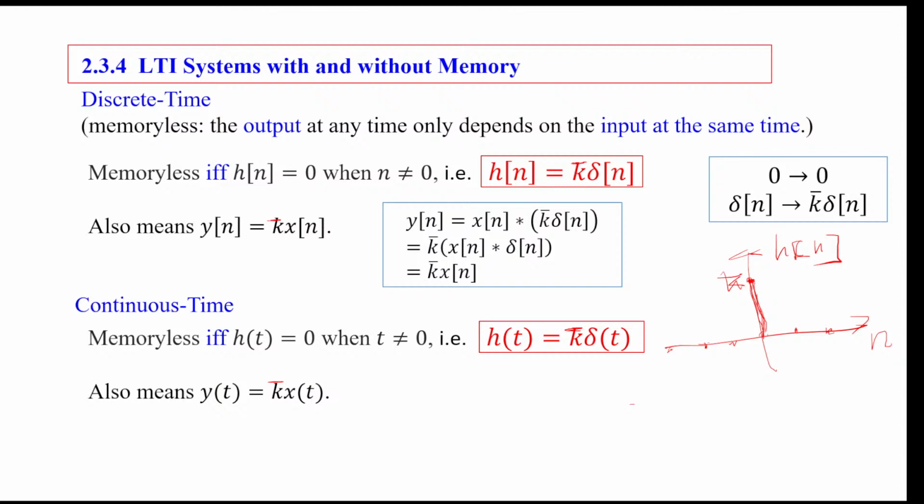Okay, so if you have a 0 function as input to an LTI system, then the output should be 0. This is just by linearity: for any linear system, when the input is 0, the output is 0. Now think about the delta function. Delta of n looks like this.